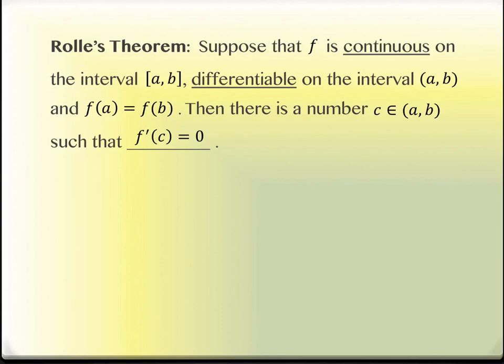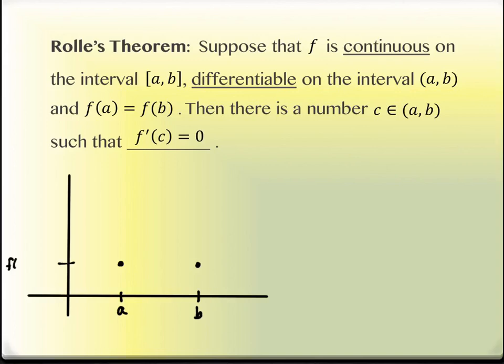So let's set up a picture that matches the conditions. We have two distinctly different points, a and b. And the y value at a and the y value at b match. This is f of a, and it equals f of b. So far, so good? Somehow in between a and b, they have to be connected. They could be connected in lots of ways. It could flat out be a straight line, like horizontal. And if that's the case, then Rolle's theorem here seems sort of obvious. Where's the slope 0? Well, at all the values in between.